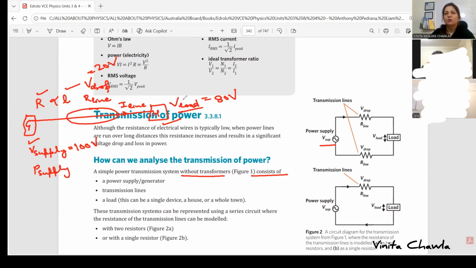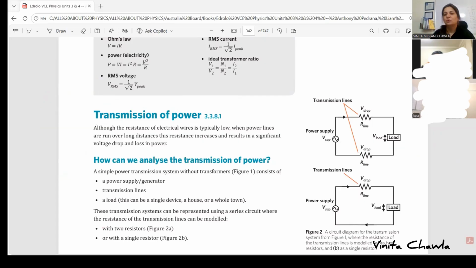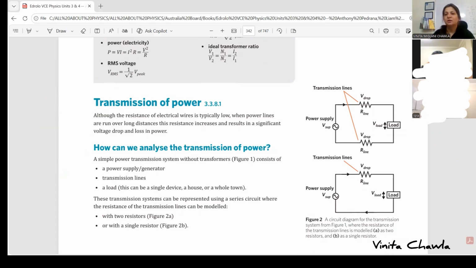Okay, so the voltage across the load is represented by V load. And this load can be anything. It can be our home, our city, any device or anything. So the transmission system can be represented using a series circuit where the resistance of the transmission lines can be modeled with two resistors or with a single resistor. Even if we have two resistors, when we solve the calculations, we first get the equivalent resistance and then we solve the calculations.